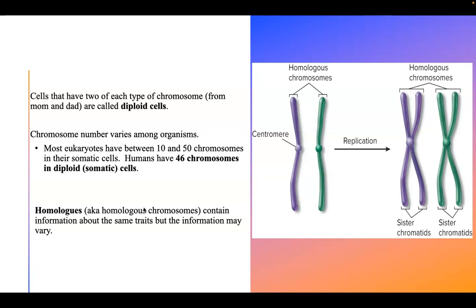So our cells that have 2 of each type of chromosome, meaning the chromosomes from mom and from dad, are called diploid cells. And the chromosome number is going to vary among organisms. Most eukaryotes have between 10 and 50 chromosomes in their somatic cells. Remember, somatic cells means non-sex cells, so just all the other cells. Humans have 46 chromosomes in diploid somatic cells.